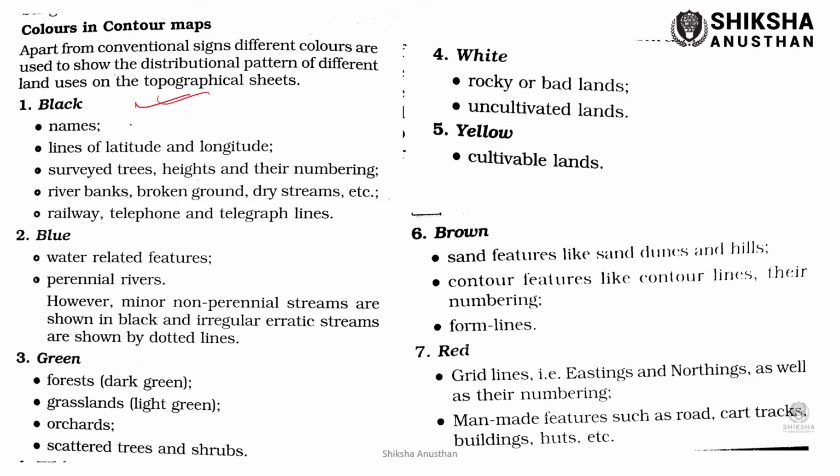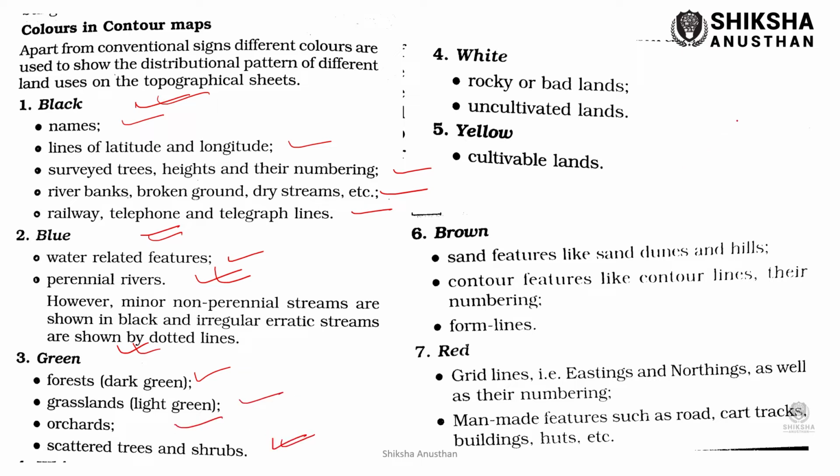Black is generally used to represent the names, the lines of latitude and longitude, surveyed trees, heights, the numbers, river banks, broken grounds, railway, telephone lines, telegraphs, etc. Blue color represents the water related features, of course, perennial rivers. However, minor non-perennial streams are shown in black. If a river is a non-perennial river, that is shown in black or dotted lines, and a dried up river is shown in black. Then green: forests dark green, grasslands light green, orchards, scattered trees and shrubs.